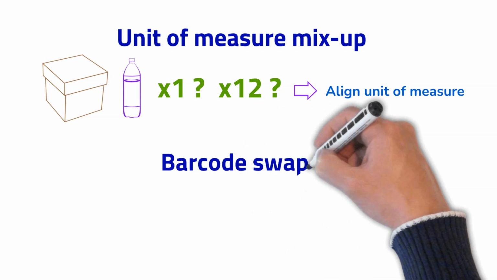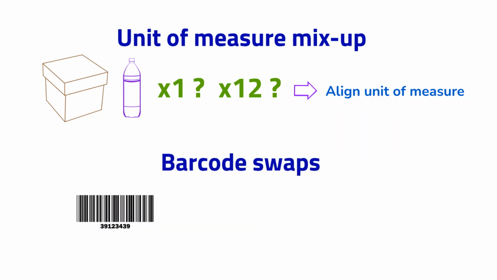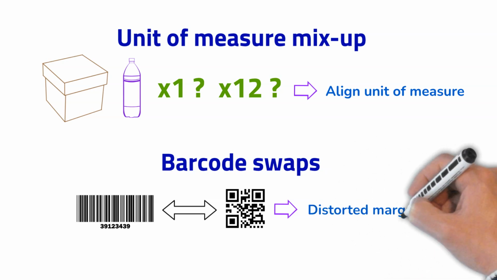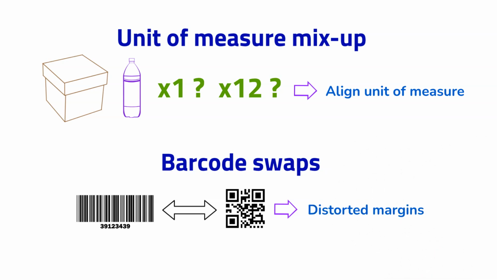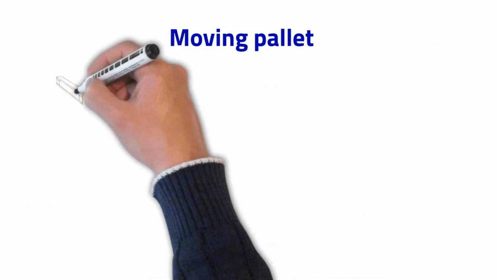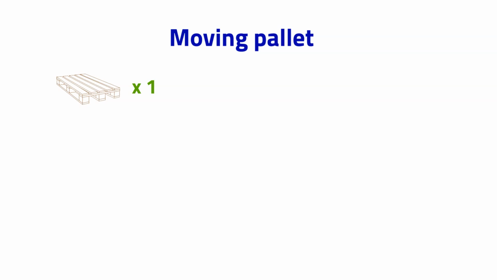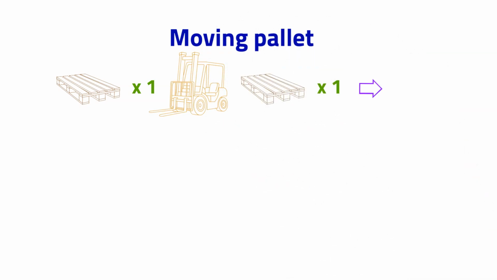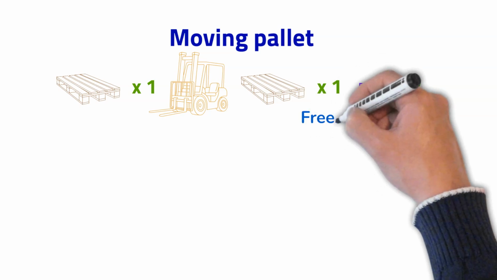Barcode swaps. A cheap item can be scanned at the premium version because 2 labels were switched. Margins collapse on one SKU and look amazing on another, until someone checks the physical tags. The move-in pallet. One team counts a pallet, a forklift relocates it, another team counts it again. The total is wrong. You need to freeze movement during counts or use real-time tracking.